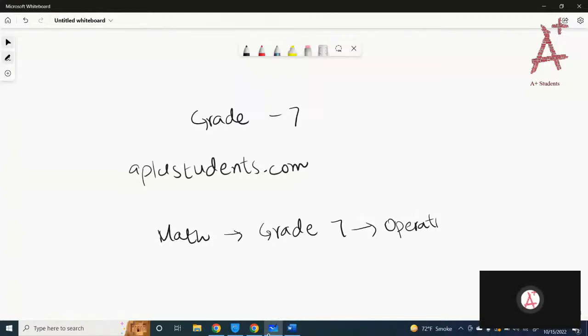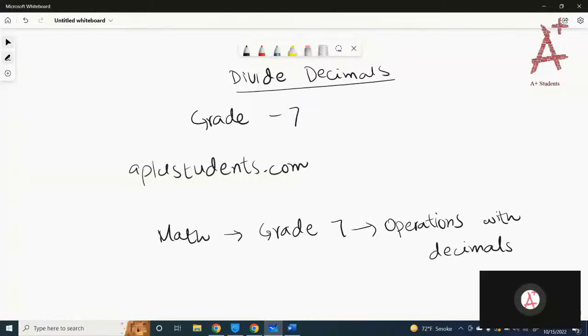We are already working on the chapter that is operations with decimals, and the topic we're going to start with is divide decimals. So please make sure before starting the topic you have your notebook and pencil so that you can note down the important points. Got it? So let's start with divide decimals.